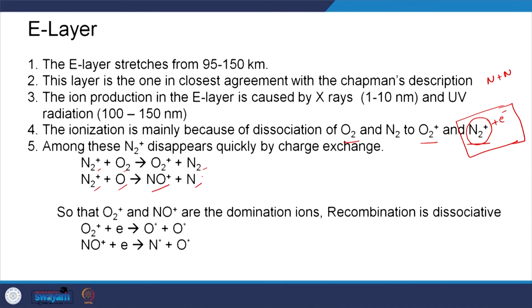So now this gives you the availability of these two molecular species, O2 plus and NO plus. O2 plus and NO plus are the dominant ions, which can recombine very fast with the electron, giving you neutral excited atoms. Right. So now we have seen about the D layer and E layer. The D layer is the bottommost layer, and the E layer is the layer above the D layer.